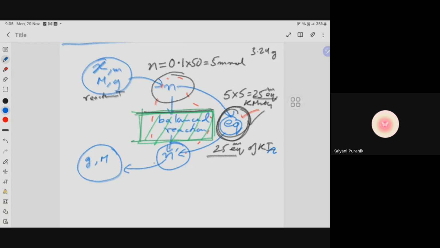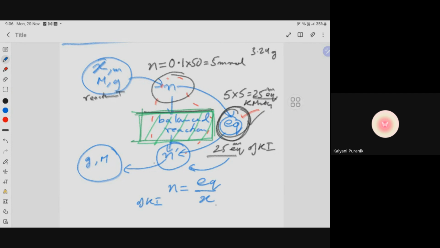Now, 25 equivalents of KI. Equivalence is our way of solving things. They don't want equivalence; they want grams, molarity, this or that. At the max, moles is okay for them, but not equivalence. So we have to convert this to moles. So the number of moles of KI is equal to equivalence divided by the X factor, right? That's the formula, right, guys?